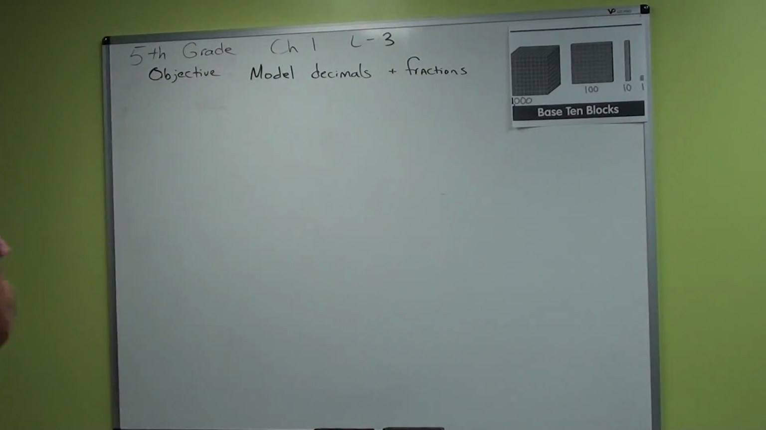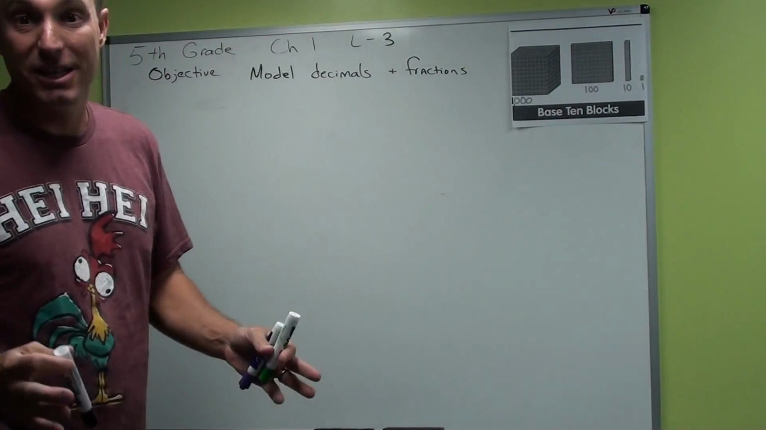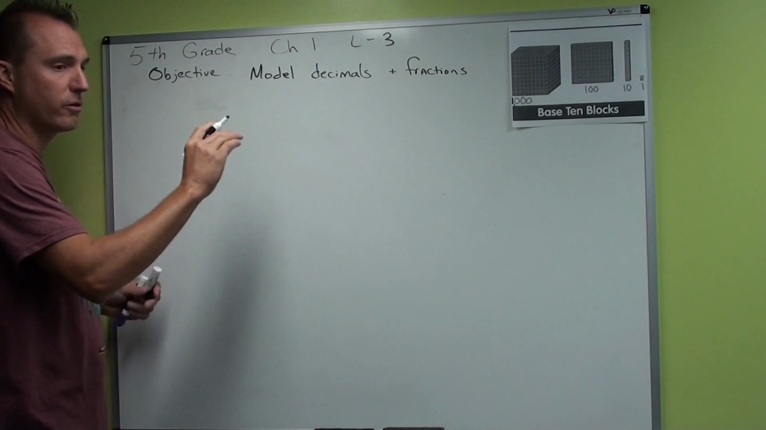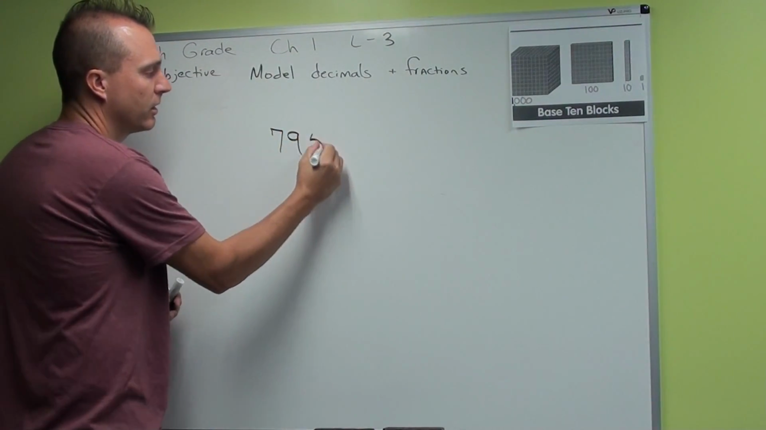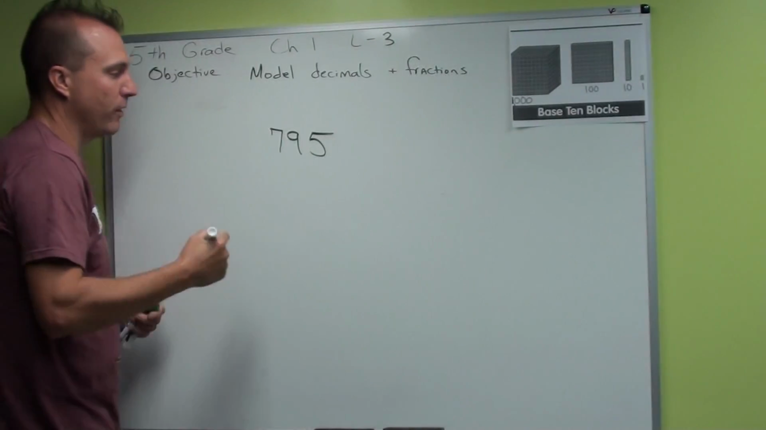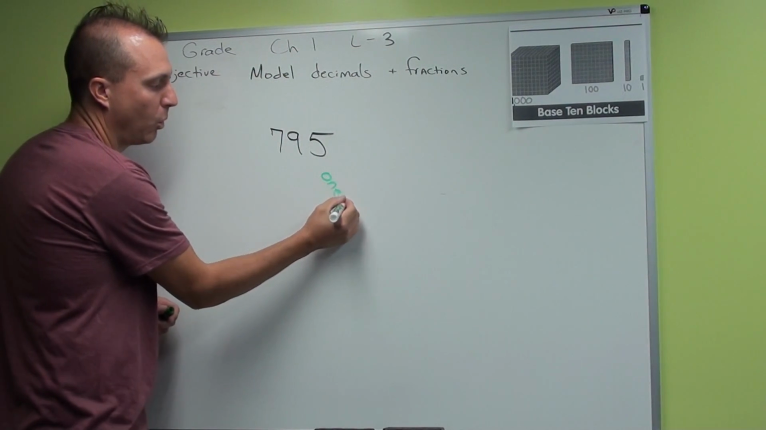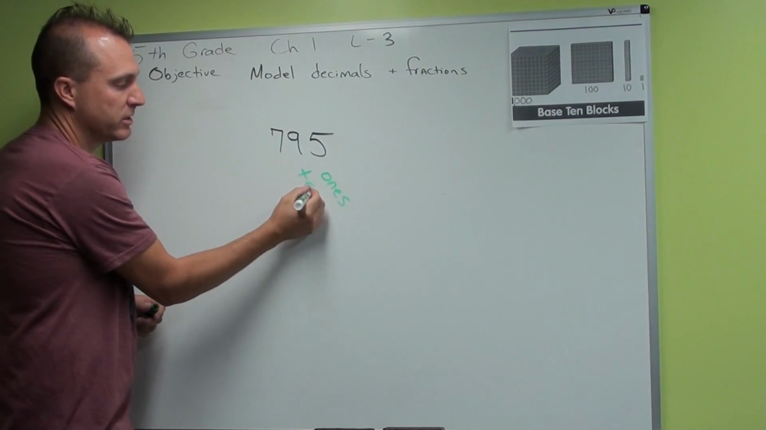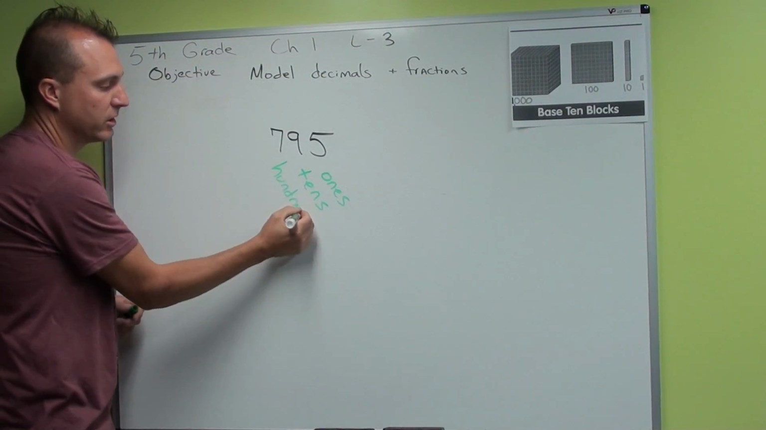So, let's start with this modeling decimals and fractions. The first thing we have to go over is our place value again. We have to look at place value first. So remember, if I wrote a number like this, what would my place value be for that? So this 5 is in the ones. The 9 is in the tens. The 7 is in the hundreds.